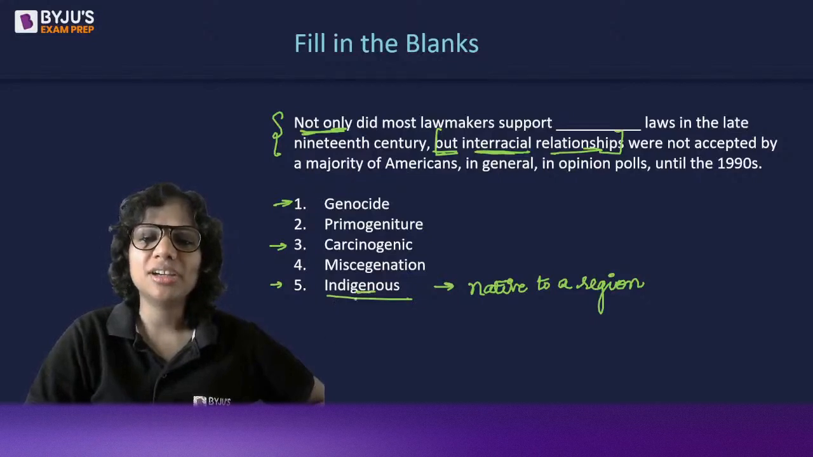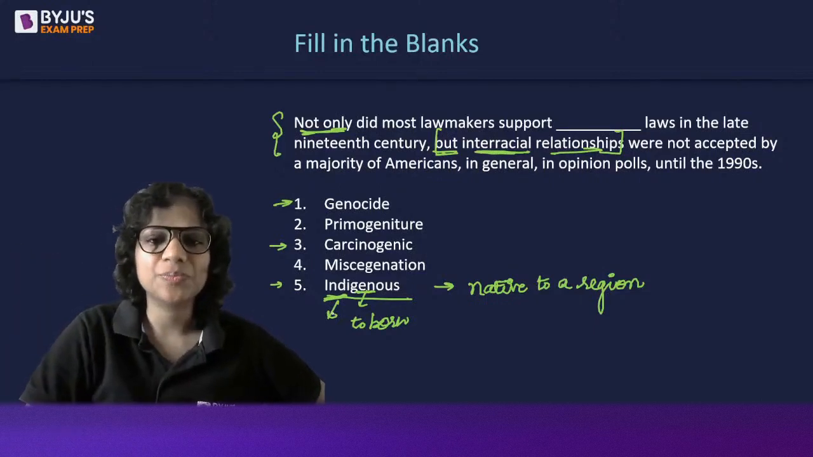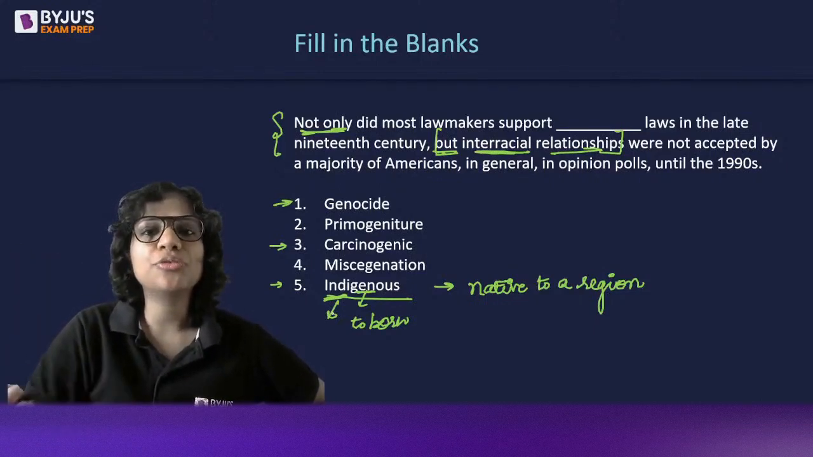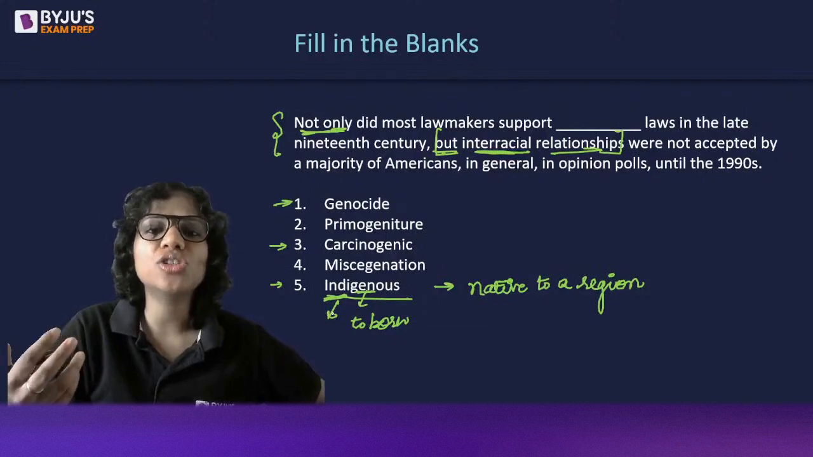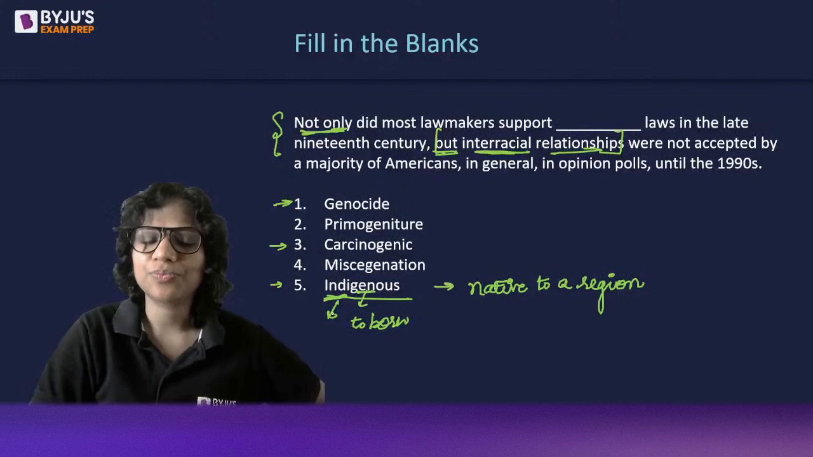So gen, to be born. Indi means within that place. So it's native to that place. Right. So for instance, a lot of states have their indigenous fruits. Fruits that you would find there only and not anywhere else.